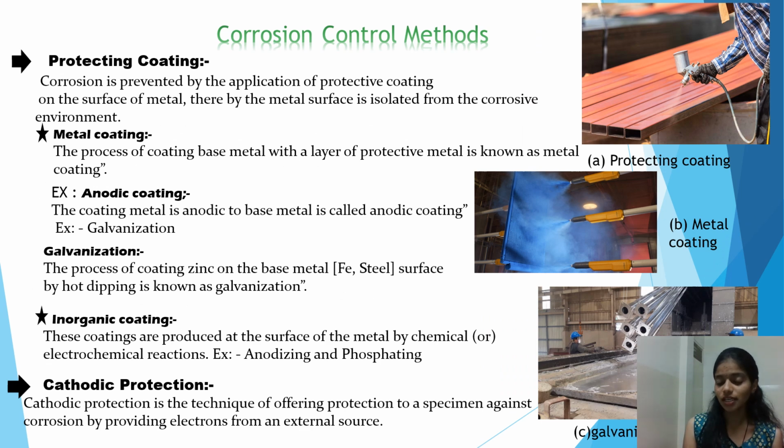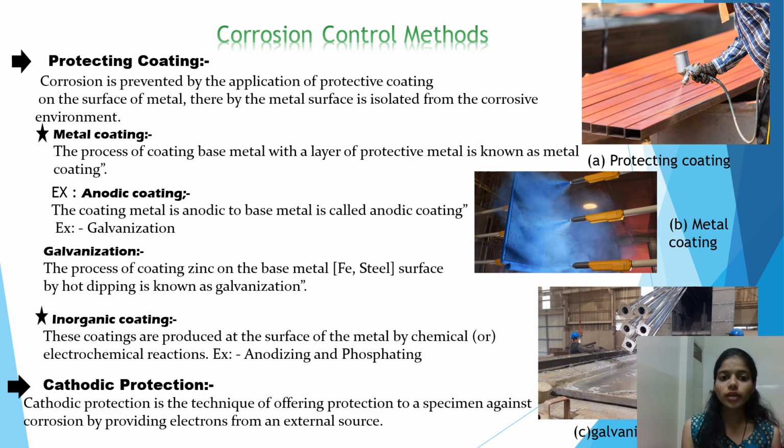Corrosion control methods. We can see some of the corrosion control methods. The first one is protective coating. Corrosion is prevented by the application of a protective coating on the surface of the metal, thereby the metal surface is isolated from the corrosive environment. And next is metal coating.